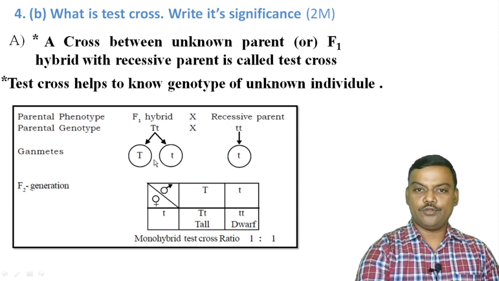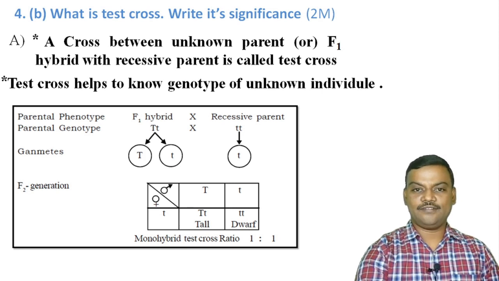So the F1 hybrid can produce two types of gametes: 50% of gametes with capital T and 50% with small t. The recessive parent, because of the homozygous condition, can produce only one type of gamete. These gametes fuse to form different combinations. The first combination, capital T, small t, becomes tall. The next combination, small t, small t, becomes dwarf. So the monohybrid test cross phenotypic and genotypic ratio is 1:1. In this way, you should draw the flowchart for test cross.